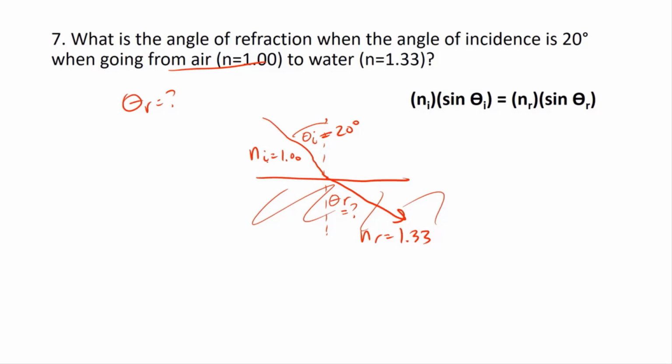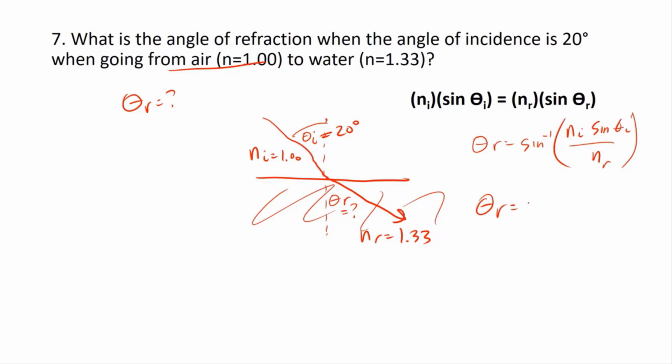We have angle i, 20 degrees, ni, just 1, angle r, we're trying to find that, and nr is going to be 1.33. So we rearrange our equation. Angle r equals, and if you remember from earlier, inverse sine of ni sine angle i, and that's going to be over nr.